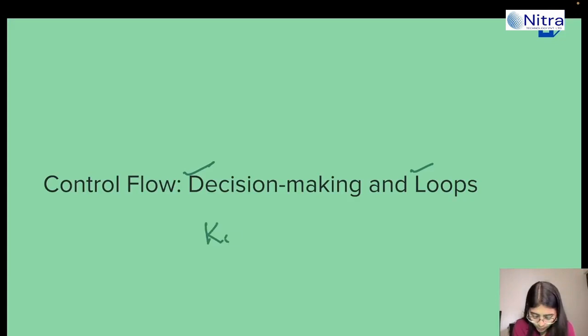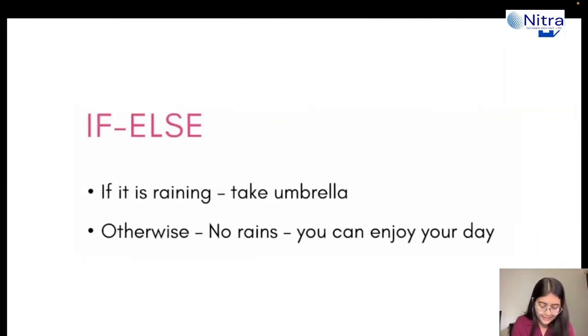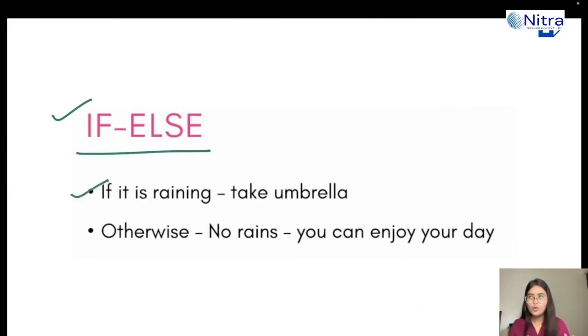Today, I'll teach you about this concept in the Kotlin programming language. So let's get started. The very first thing, and the very basic control flow, is if else. Let's say you are writing code and you have to print something, or perform a set of operations based on a certain condition, like if XYZ is happening, then perform this piece of code.